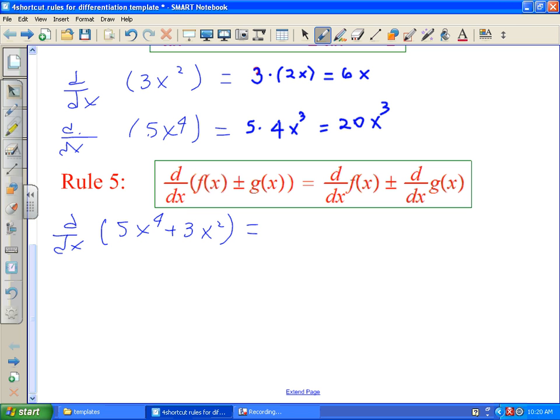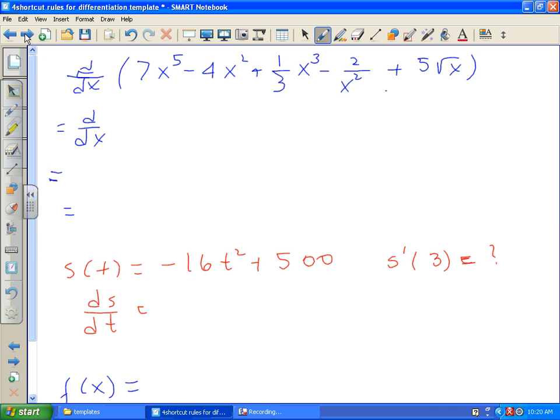So what will it be? 20x cubed plus 6x, correct? So if you have a plus or minus, you can go term by term. We'll do more examples of this, such as in this example that we have at the top of the page.